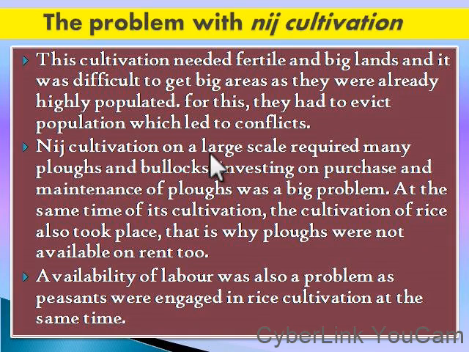Nij cultivation on a large scale required many plows and bullocks. Investing in the purchase and maintenance of plows was a big problem. At the same time as its cultivation, the cultivation of rice also took place. That is why plows were not available on rent too. Availability of labor was also a problem, as peasants were engaged in rice cultivation at the same time.